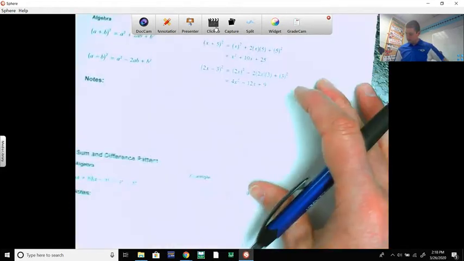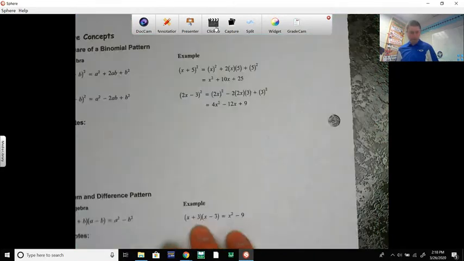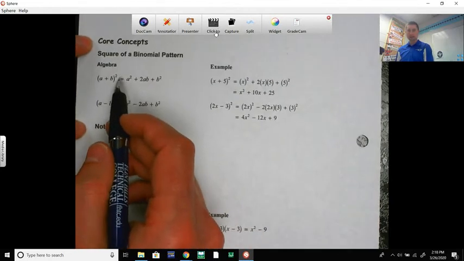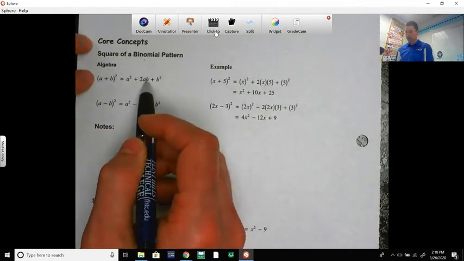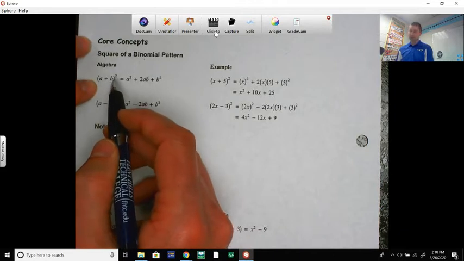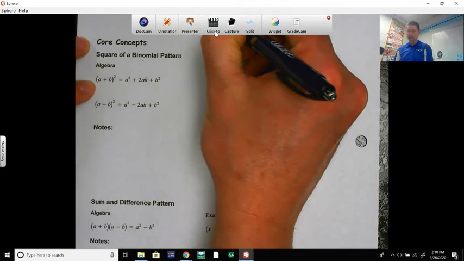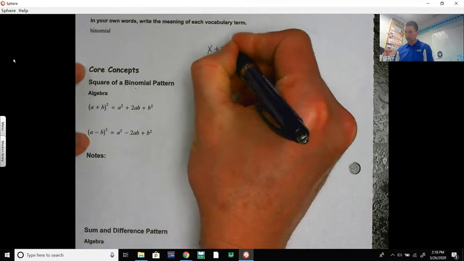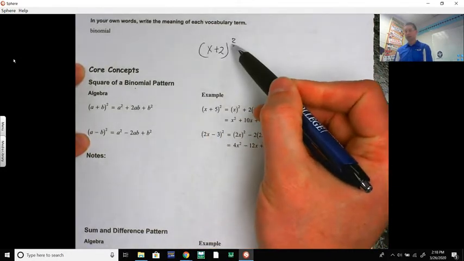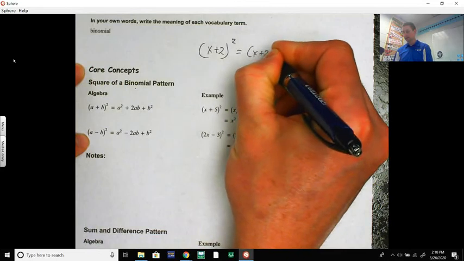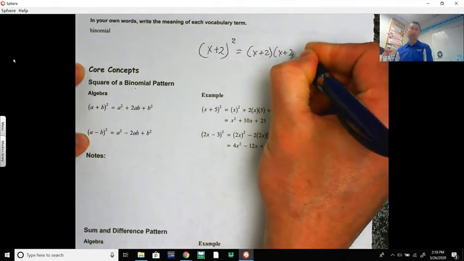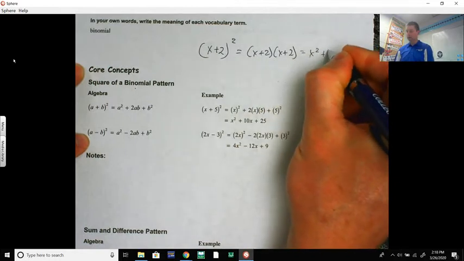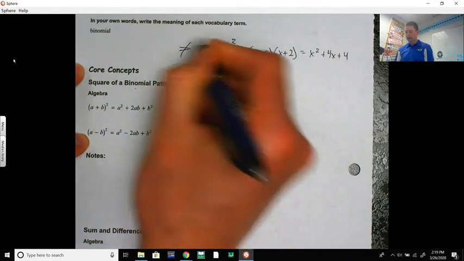So these are our two formulas, and we're going to start with the square of a binomial. There's a pattern to it. Now you can FOIL this. Let's go x plus 2 squared. If you are squaring something, that means you multiply it by itself. So you take x plus 2 times x plus 2, and then you can double distribute. However you do it, you're going to get x squared plus 4x plus 4. It does not equal x squared plus 4.